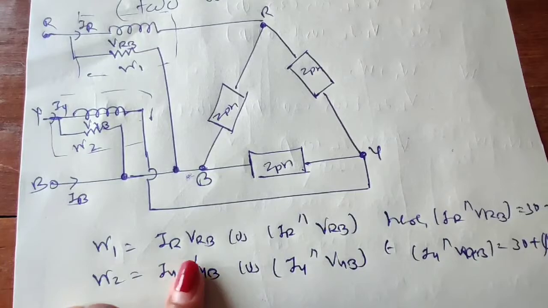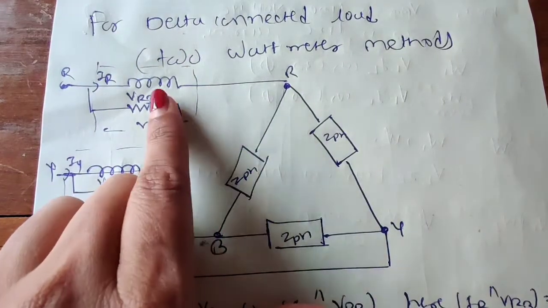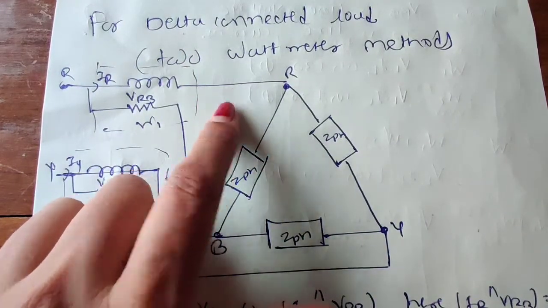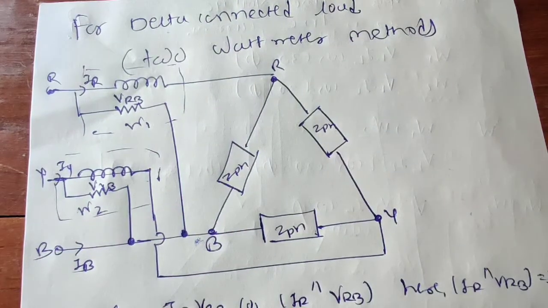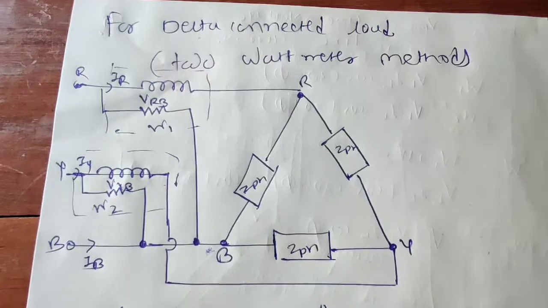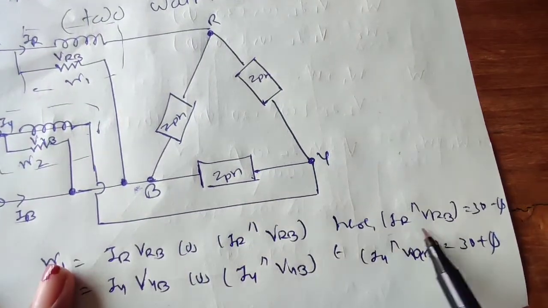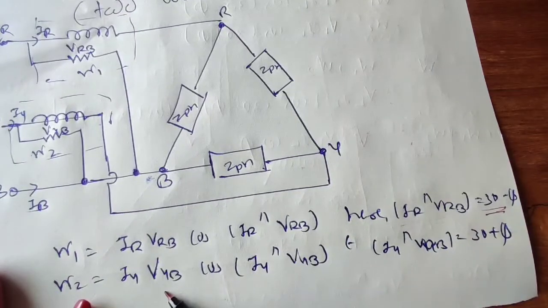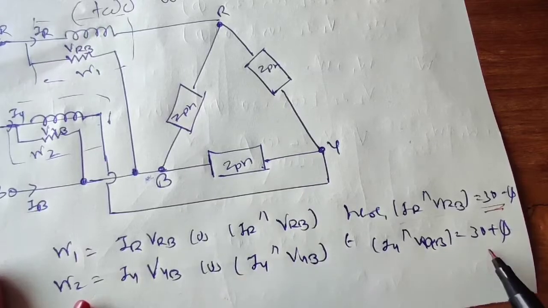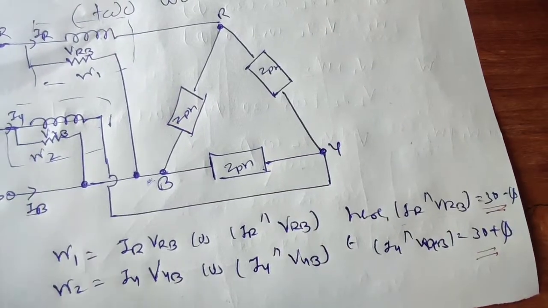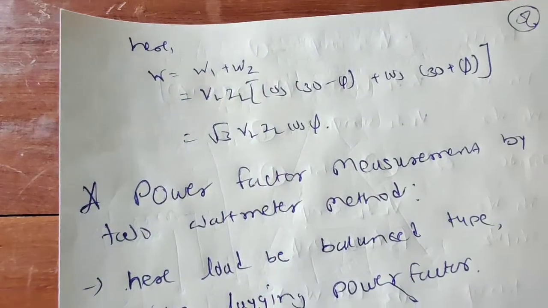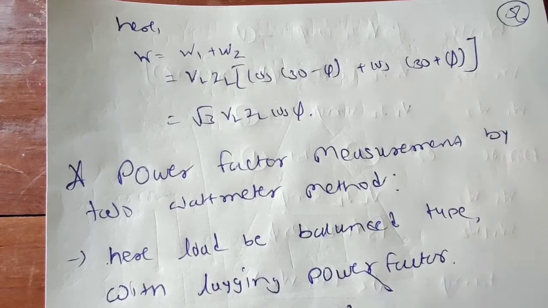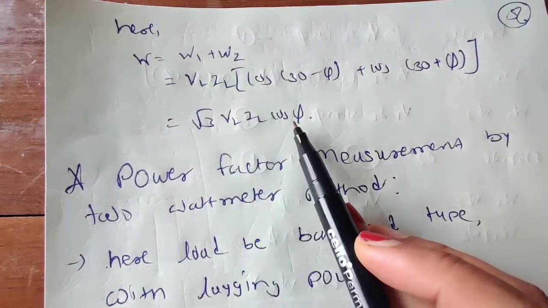it is equal to IR VRB cos of the angle between IR and VRB. Here IR is the current passing through the supply line R. Again you need to consider the angle between these two, that is 30 minus phi. The reading of wattmeter 2 is IY VYB cos of the angle, and again the angle you need to consider is 30 plus phi. Again we know that W is equal to W1 plus W2, and if you combine these two you get root 3 VL IL cos phi.